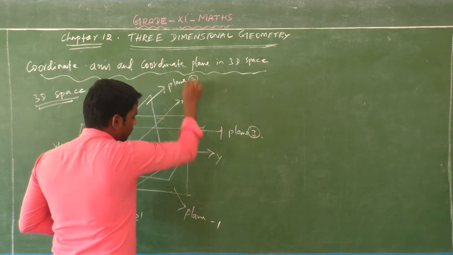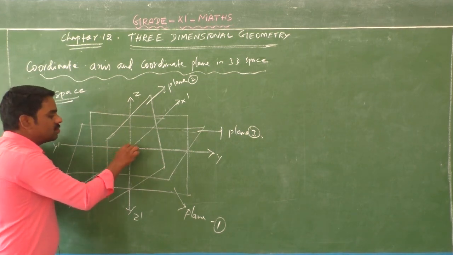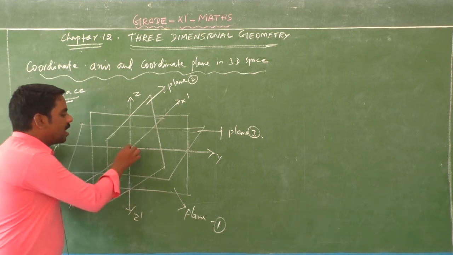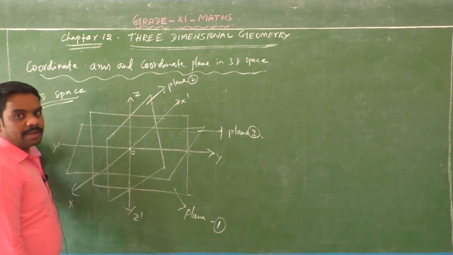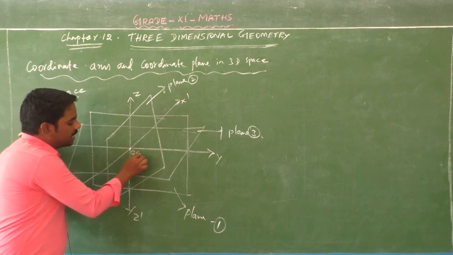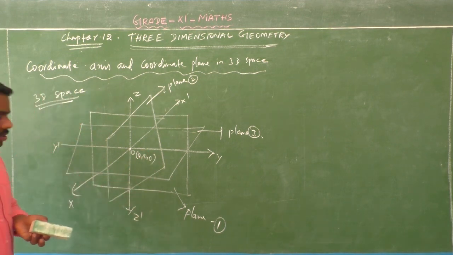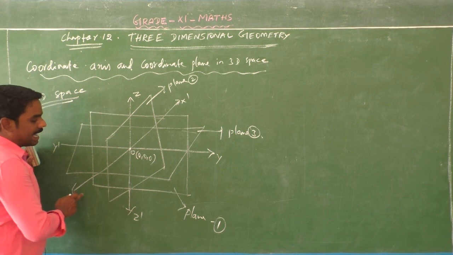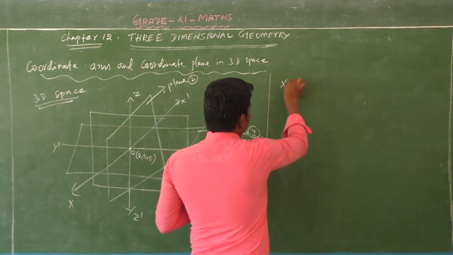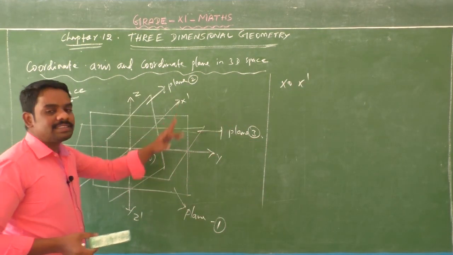Let us consider three planes. These three planes intersect at origin O. So the coordinate of the origin is 0, 0, 0. Here there are three axes. XOX dash is the x axis. See this diagram, XOX dash is the x axis.